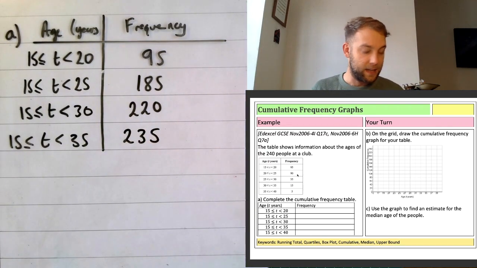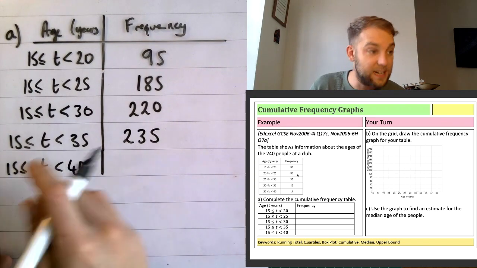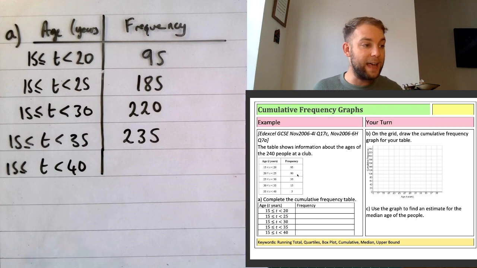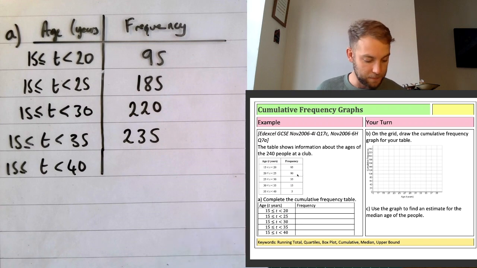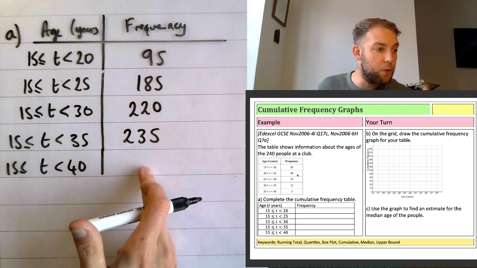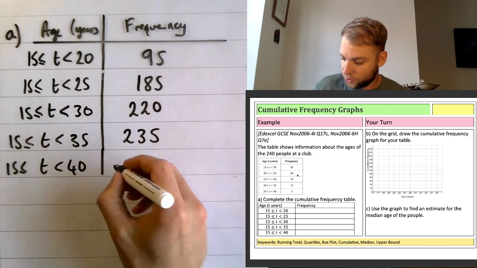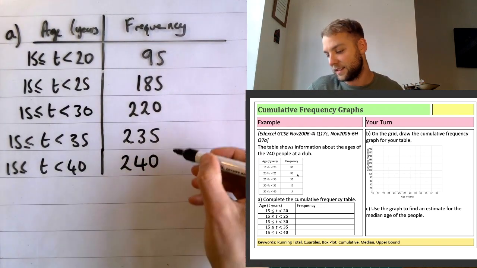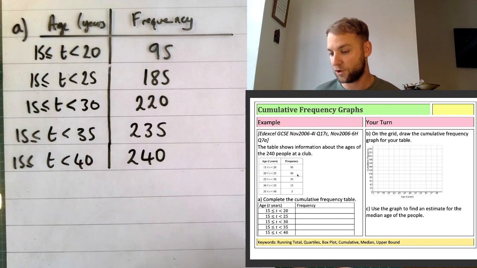And then the next one is 15 is less than t is less than 40. That's going to be all of them together now, because the lowest is 15 and the highest is 40. So we're bringing all of these together. Now I'm going to add these up, but we know that the total should be 240 anyway, don't we? So 95 plus 90 plus 35 plus 15 plus the 5 at the end is equal to 240, which makes sense because there's 5 between there and there. So we're bringing these together. That's the whole point. So that's that first part done.